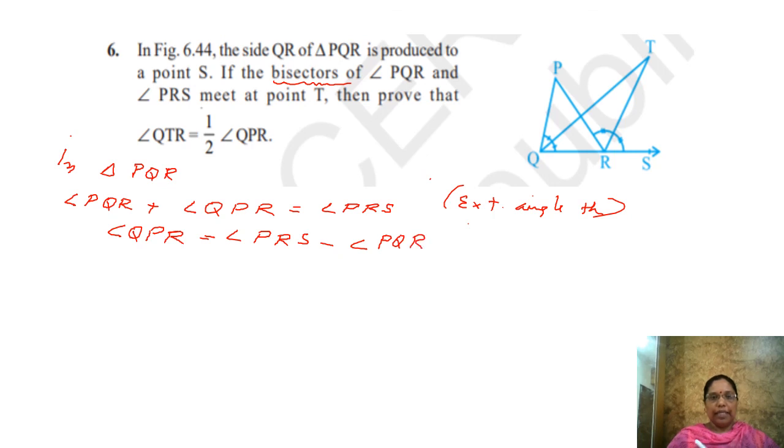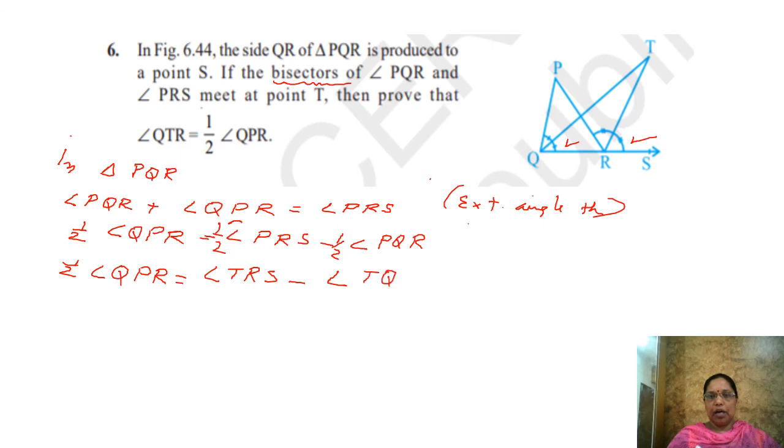Or making it half throughout, we get half of angle QPR is equal to half of angle PRS minus half of angle PQR. Half of angle PRS is the angle TRS, since it is bisecting. We'll take the other half here because it belongs to the next triangle. That is why we are taking it, angle TQR. This is our first equation.